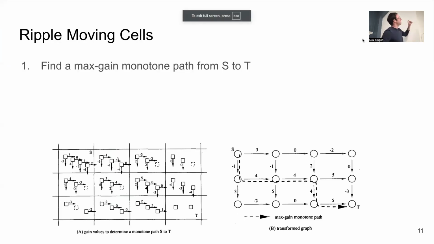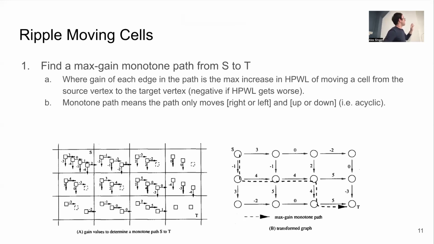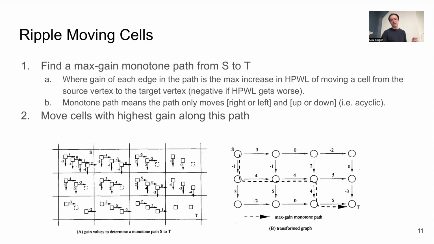So we want to find the max gain monotone path from S to T. This is, if I were to create some kind of conga line where I move things from S to T, who will move from where to where? Where the gain of each edge is the max increase in HPWL, as I just said. And monotone path means that we can only move right or left and up or down, but you can't go left and right. And therefore, this graph becomes acyclic. And then we're going to move cells with the highest gain along this path.